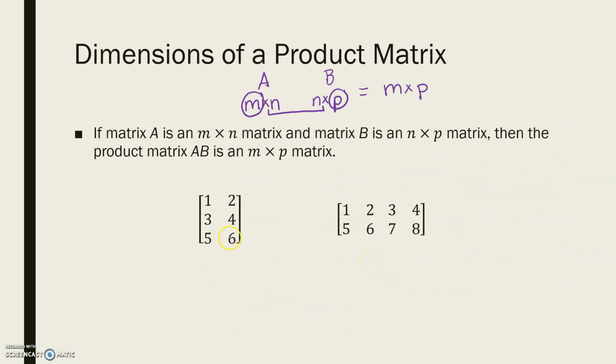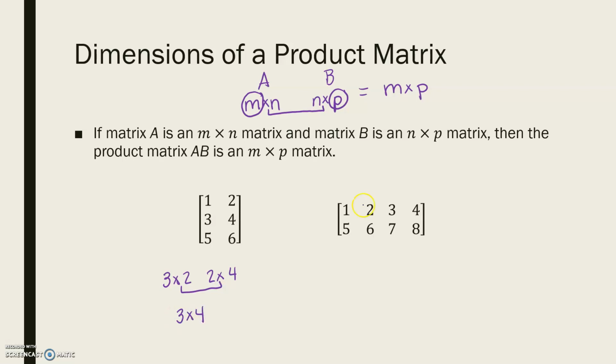So if I look at these, it's very important to pay attention to order in this. I could do a 3 by 2 and a 2 by 4. What would my final dimensions be of the answer? Since it works with the 2's in the middle being the same, I would get a 3 by 4.